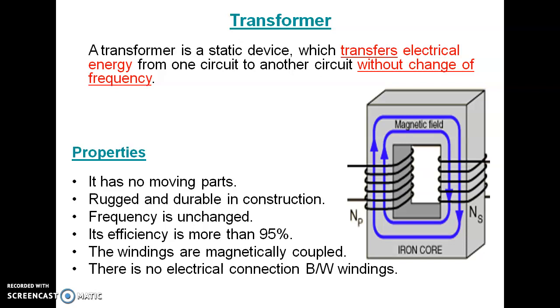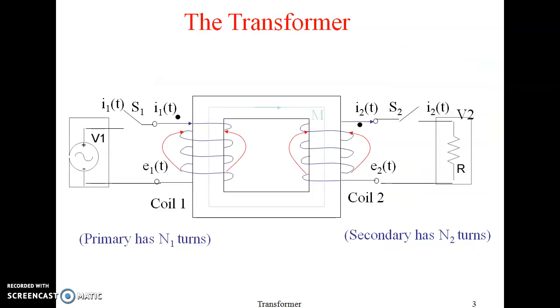Different properties of a transformer: no moving parts, it is rugged, frequency is unchanged, efficiency is more than 95%, windings are magnetically coupled, and no electrical connection between the windings. These two windings are magnetically coupled.